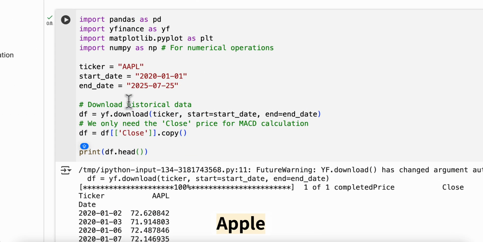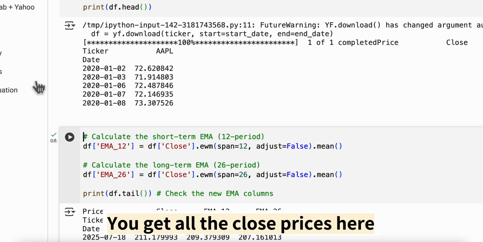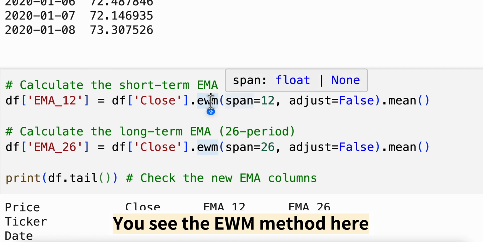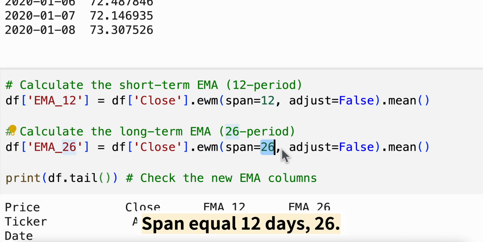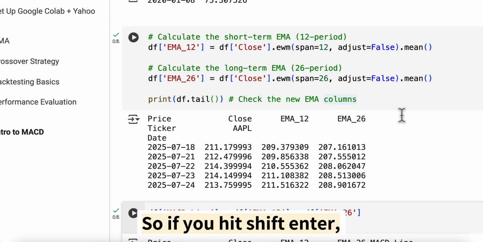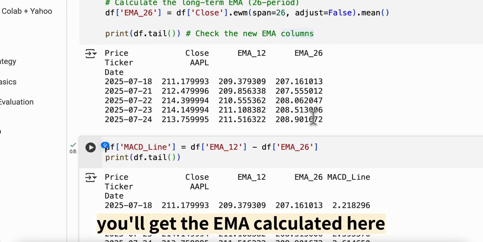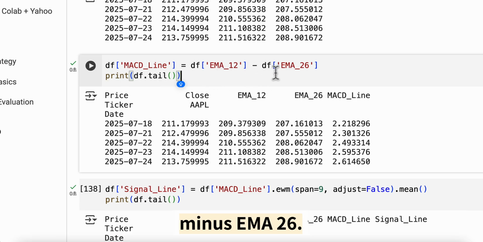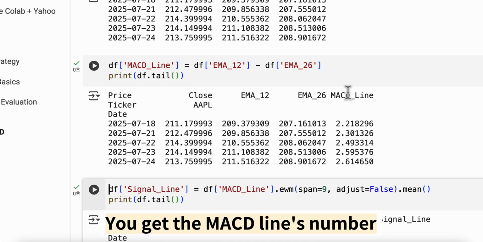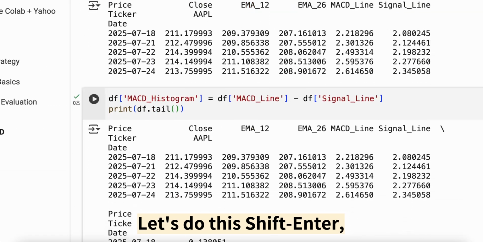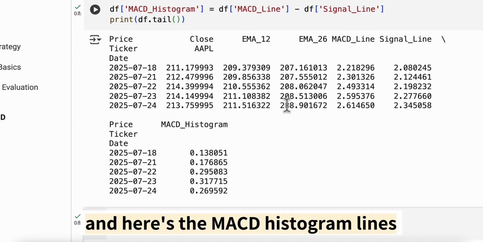So let's start with Apple. Set up our data first. You get all the close prices here. Let's say EMA 12 days, EMA 26 days. You see the ewm method here. Span equals 12 days, 26, adjust=False, and mean. If you hit Shift Enter, you'll get the EMA calculated here. And then we will draw the MACD line, which is EMA 12 minus EMA 26. You get the MACD line's numbers. Calculate the MACD histogram. Let's do this. Shift Enter and yep, here's the MACD histogram.